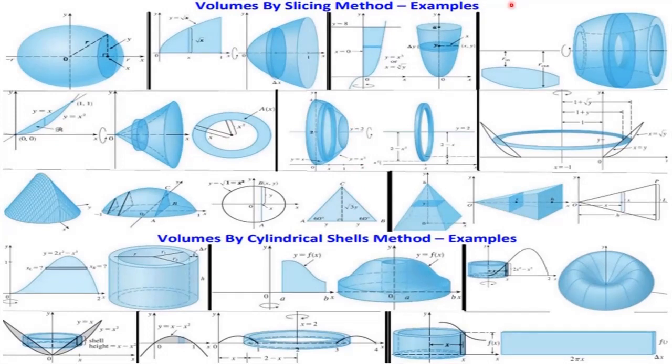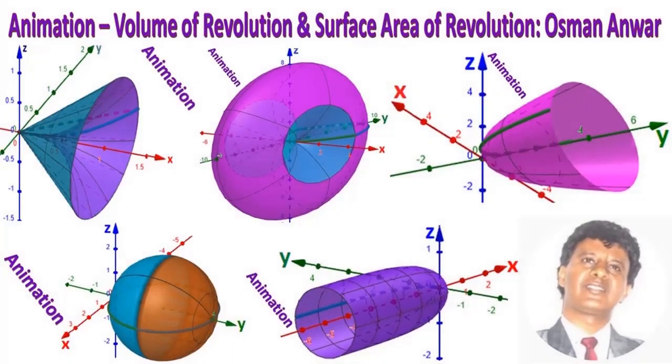Volume by slicing method, or is called also washer disk method. So those are the washers, the disks. Then we'll also show volume by cylindrical shell method, this is cylindrical shell method. Again, we'll show some show and tell animation of volume of revolution and surface area of revolution. I'll show these 5 animations.